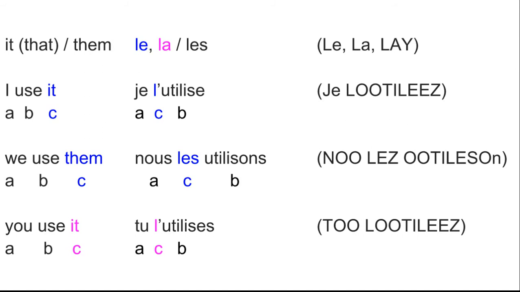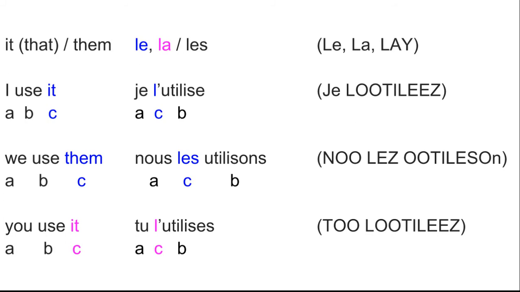So you say je l'utilise, je l'utilise. Because utilise starts with a vowel, you don't say je le utilise, you put it together. Je l'utilise. So the pattern is ACB rather than ABC.